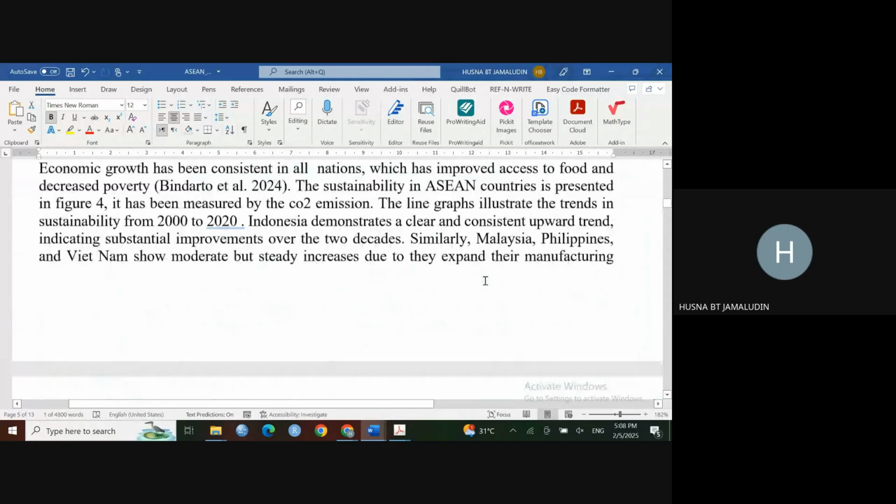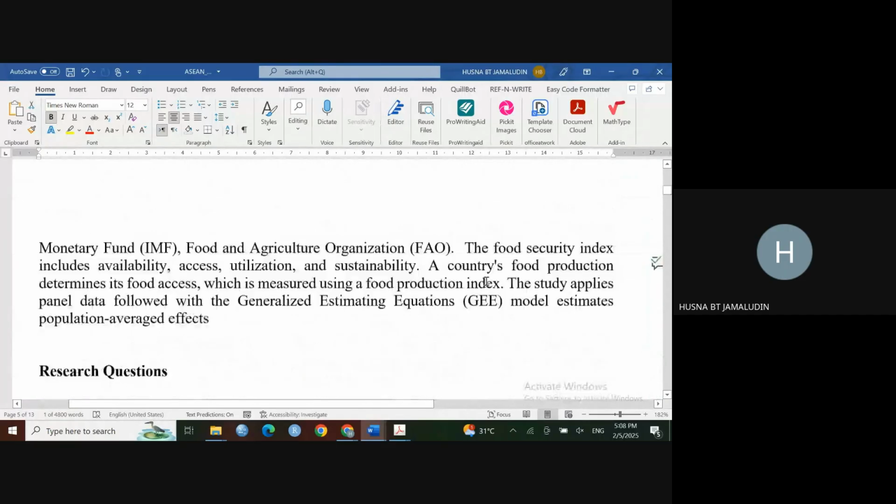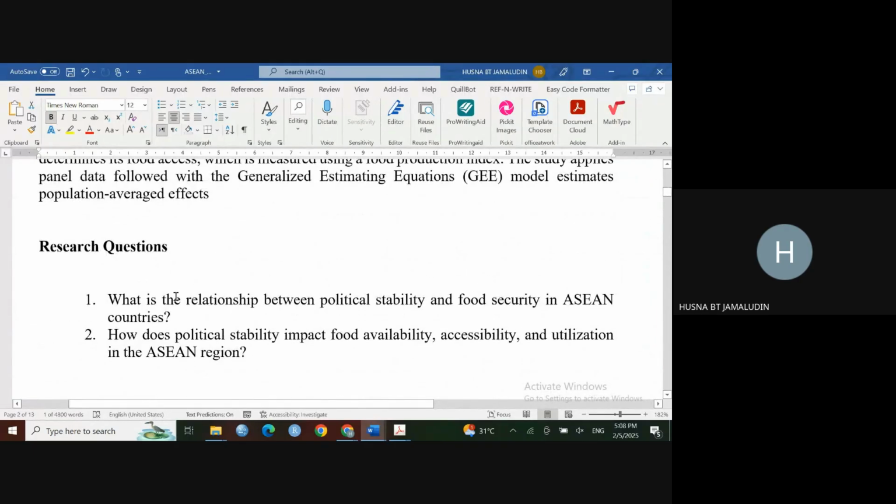Let me scroll up a bit. Okay, the objective is to analyze the relationship between what variable? Political stability and food security. Second, we want to see the impacts of political stability on food availability, accessibility, and utilization. Okay, two things: political stability and food security, and political stability on food availability, accessibility, and utilization. So you have to review the articles that talk about these two things.